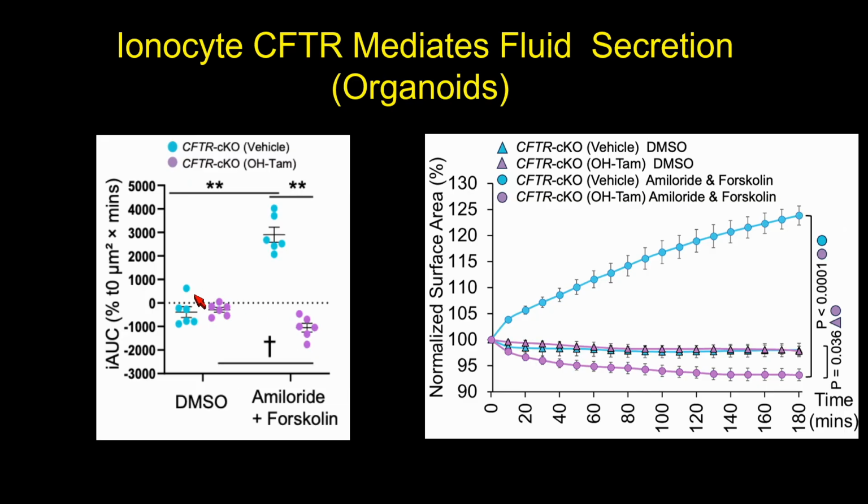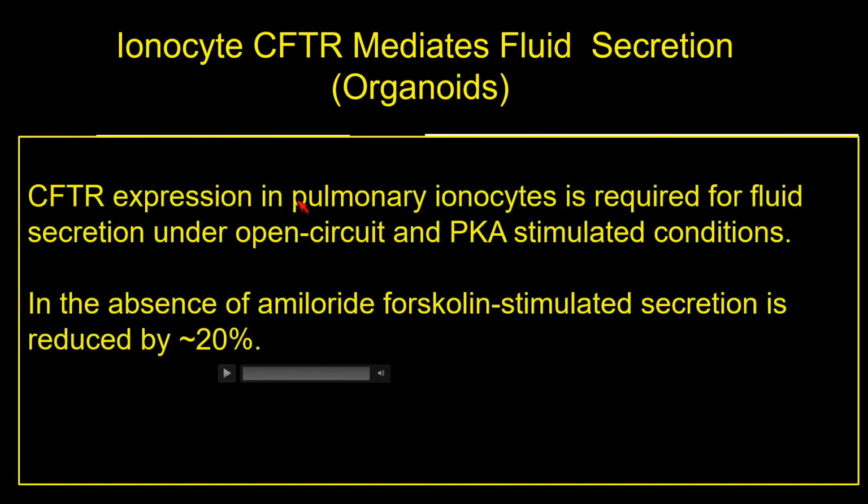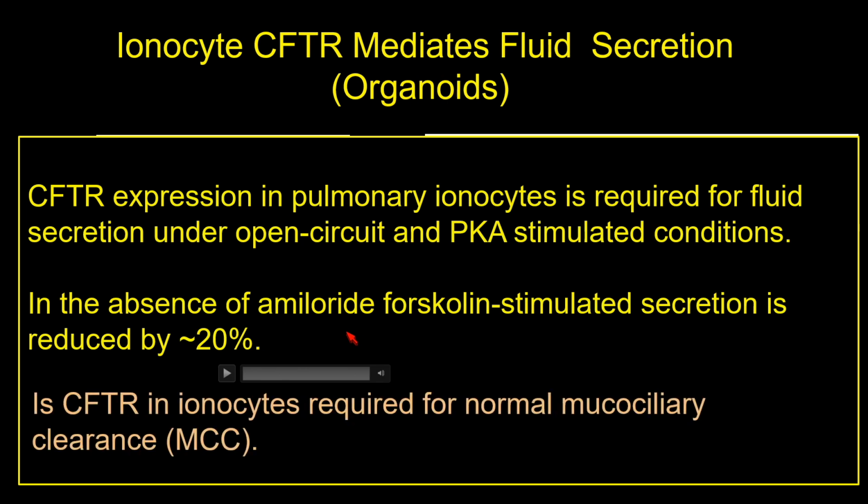And one can quantify this, and there's some very interesting aspects about this. We did add amiloride to this to inhibit competing absorption and secretion, but in the absence of amiloride, it's maybe only about 20-fold reduced secretion. But the shrinking of these organoids that lack CFTR, induced with amiloride and forskolin, suggests that there are other channels other than ENaC and CFTR that can control secretion within the organoid. So CFTR expression in pulmonary ionocytes is required for fluid secretion under open circuit conditions and following PKA stimulation. And as I mentioned, the amiloride only enhanced secretion about 20-fold under these conditions.